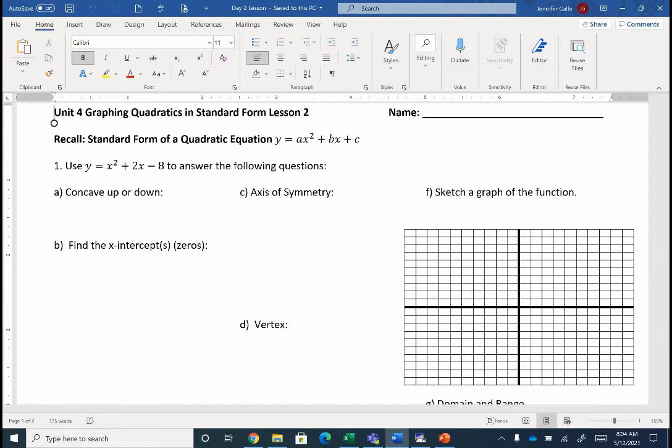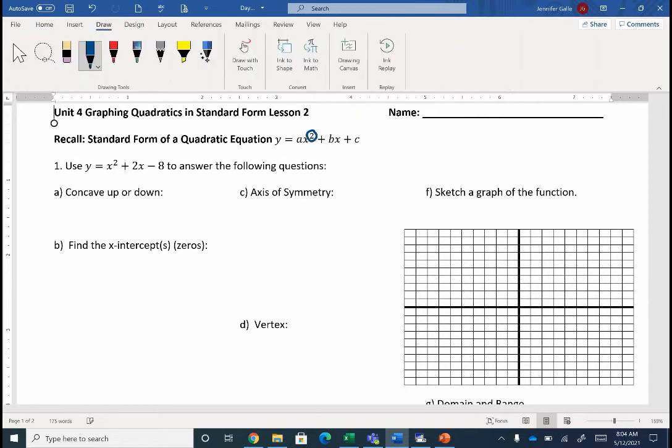Just a little recall for us, guys. A standard form of a quadratic. We do have that x squared term. Then we have that x to the first power. And then we have our constant there. So different from our vertex form we've been working with.